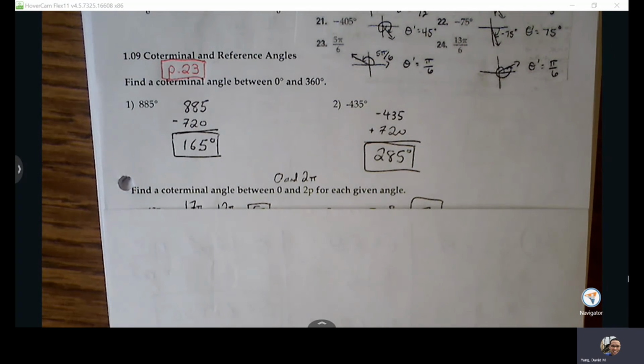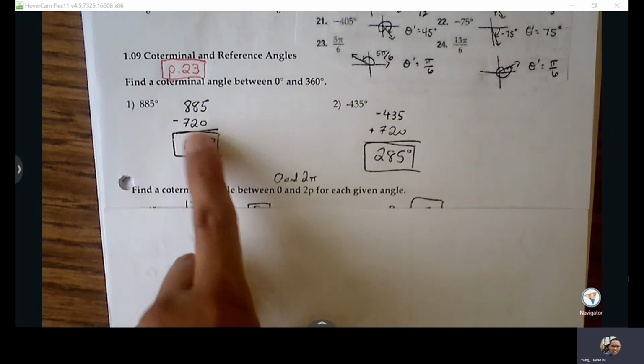Okay, let's go over number 1 and 2. We have 885 degrees. That's a really large angle. That just indicates that it's rotated multiple times, more than once around your circle.